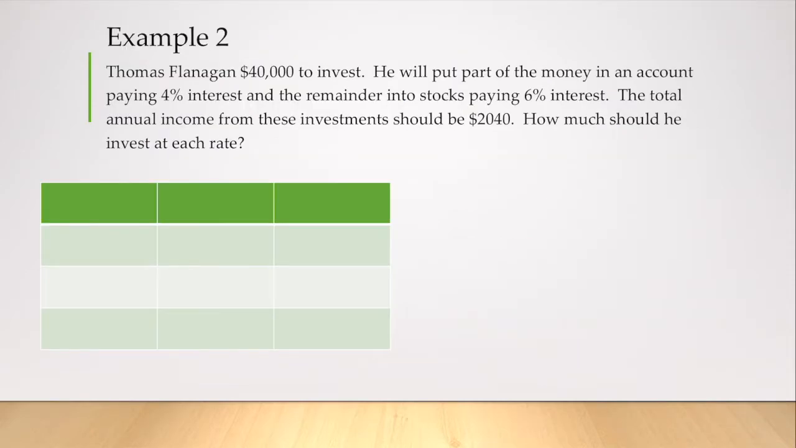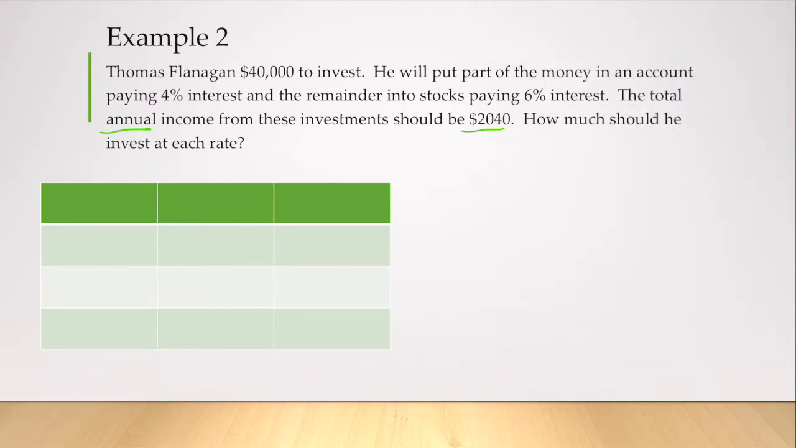Next, Thomas Flanagan has $40,000 to invest. He will put part of the money into an account paying 4% interest and the remainder into stocks paying 6% interest. The total annual income from these investments, so annual meaning yearly, should be $2,040. How much should he invest at each rate?